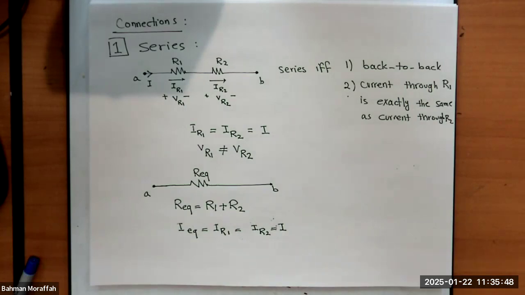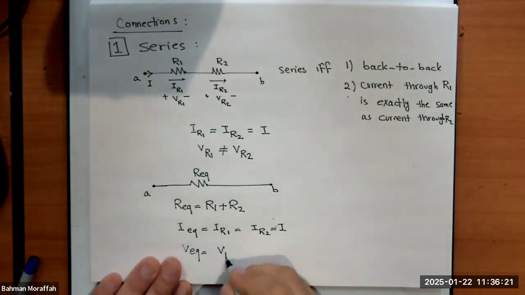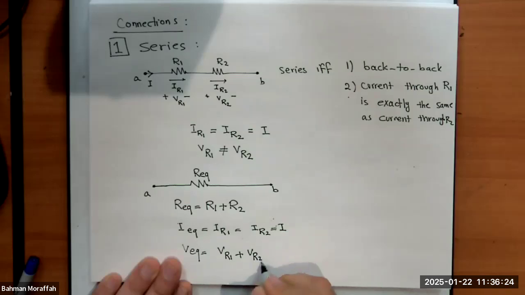What can we say about voltage across this R equivalent? Well, remember, this is supposed to be equivalent to the top. So whatever I see from point A to B should be exactly the same. What is the voltage across R1 and R2 then? It's voltage across R1 plus voltage across R2. Therefore, if I want to have something equivalent from A to B, voltage equivalent should be V across R1 plus V across R2. So V equivalent is V across R1 plus V across R2.